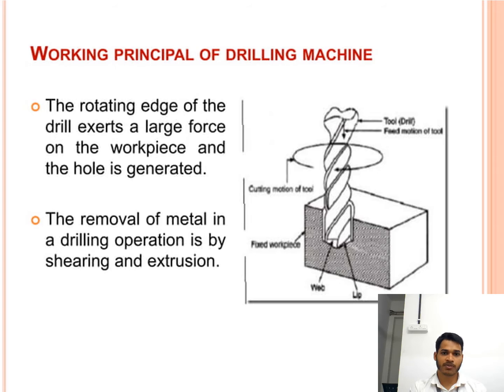Next, the working principle of the drilling machine. The rotating edge of the drill exerts a large force on the workpiece and the hole is generated. The removal of metal in a drilling operation is by shearing and extrusion. This is the drill tool and this is the workpiece, and these are the land and these are the flute. By using the flute, we can remove the chips which are produced during the drilling operation.